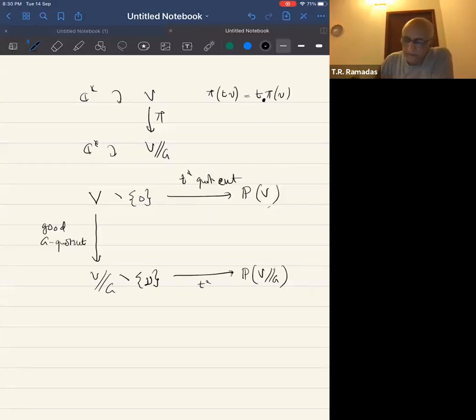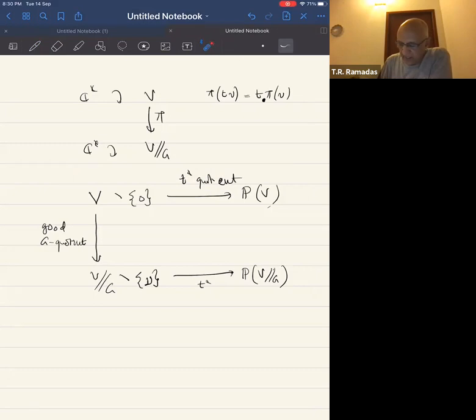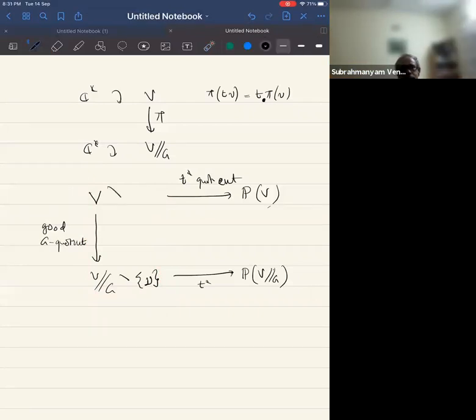So this is okay. To define the projective space, I must remove the origin and go to the T star quotient. And here, if I remove the vertex, there is an action of T star, I can take the quotient, this quotient is sort of related to the weighted projective space that I talked about earlier. So there is no problem here, but the problem lies here, because it is not true that V minus 0 maps to V mod G minus the vertex, because what is the inverse image of the vertex? It is the nilpotent cone.